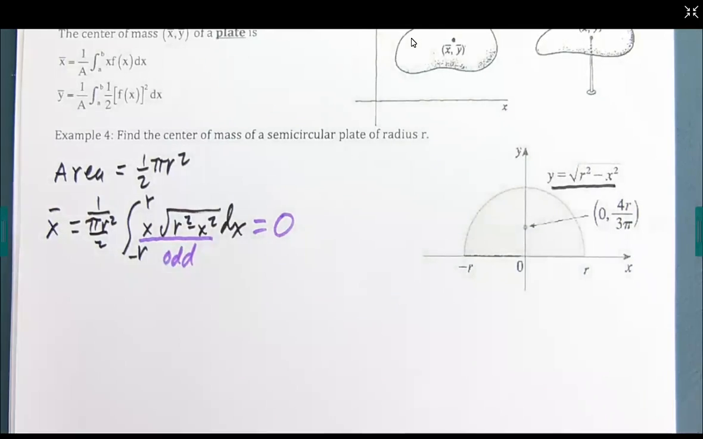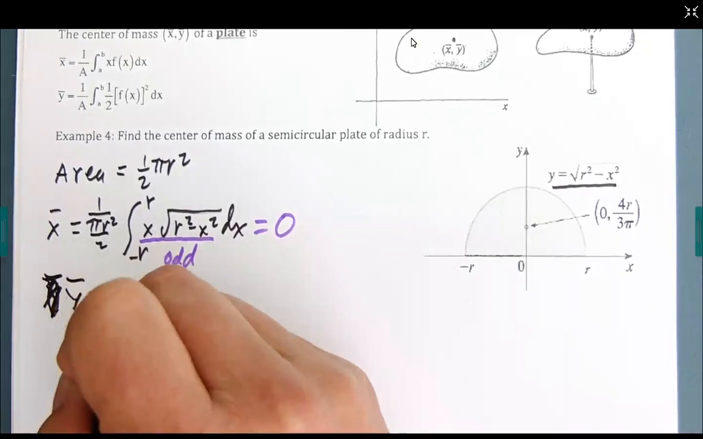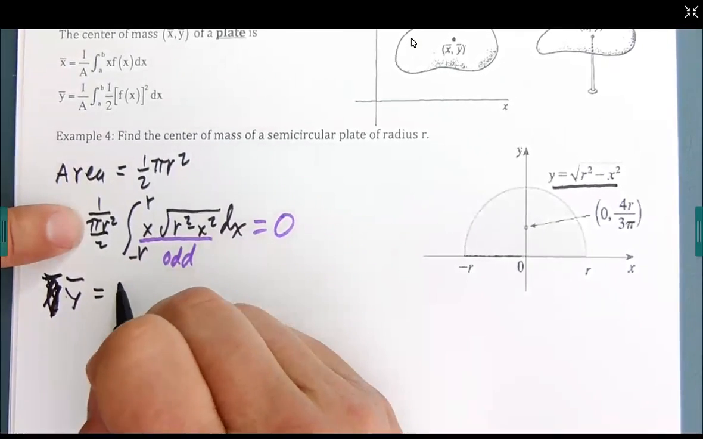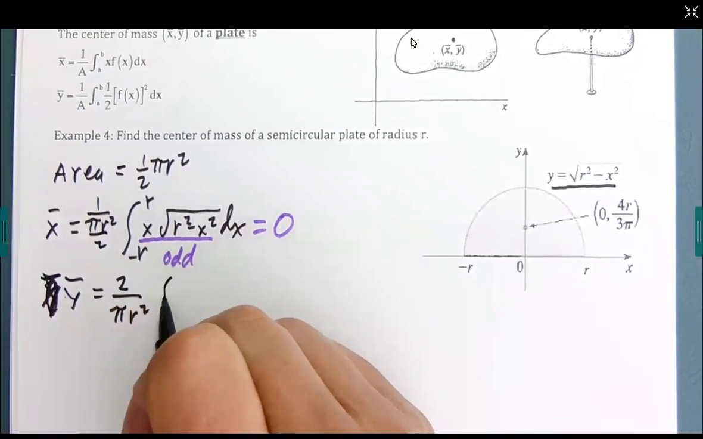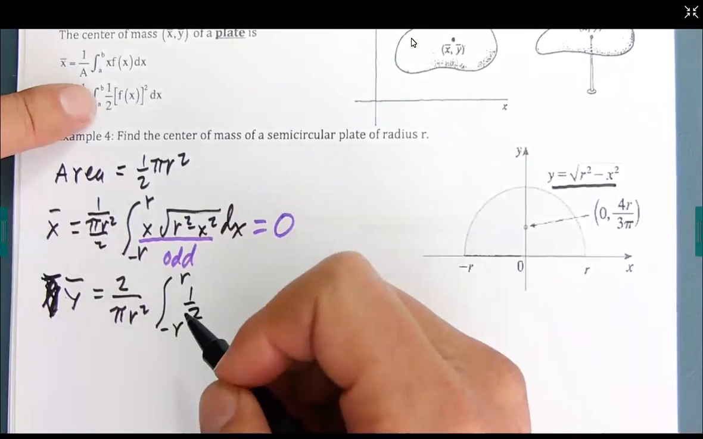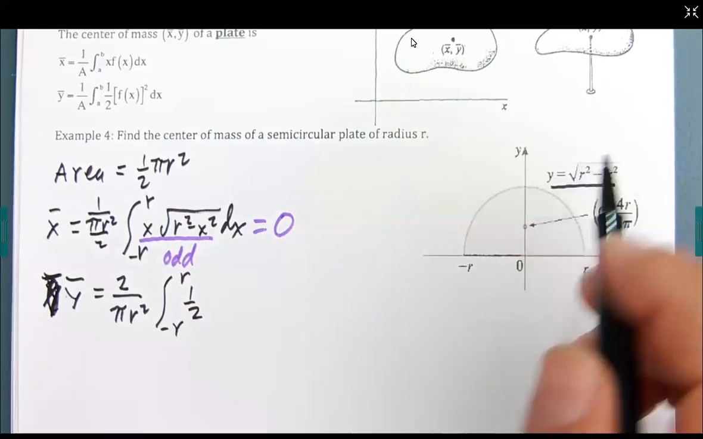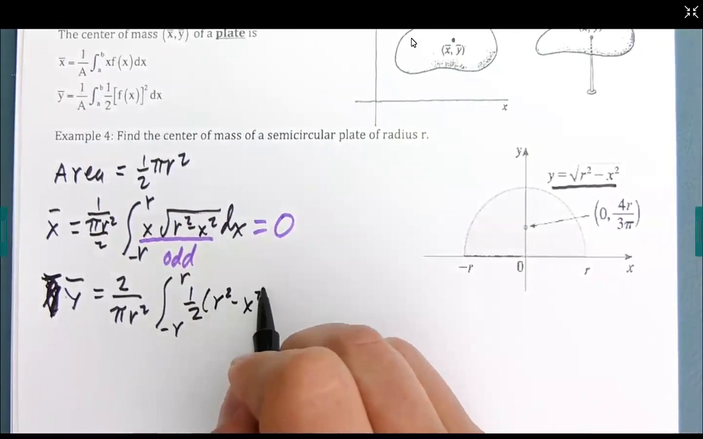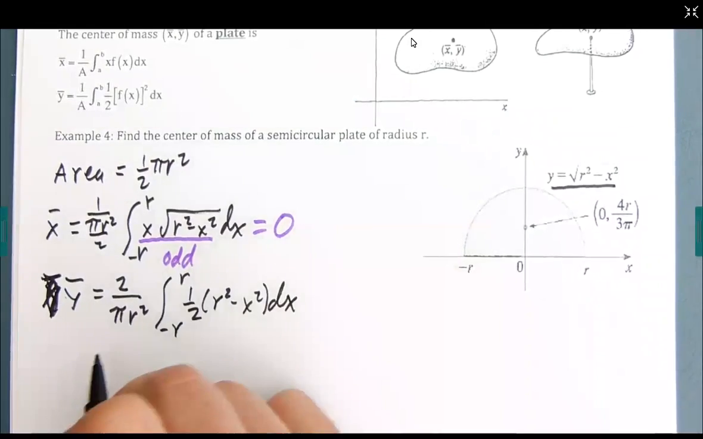Let's take the other one, the y coordinate, y bar. And that's going to be 1 over A. I'm going to fix that up. I'm just going to make that 2 over pi r squared. The integral from negative r to r. Now this one, we have an extra 1/2 in here as part of the formula. And then f of x squared. So my f of x is here. When I square that, the radical goes away. And I'm going to note very nicely, that 2 and that 2, they go away. Clean that up a little.